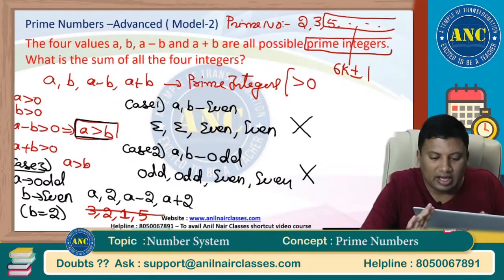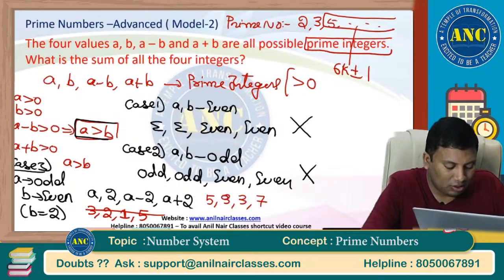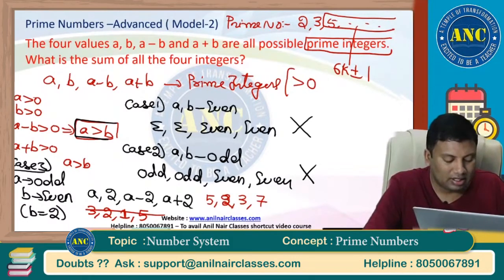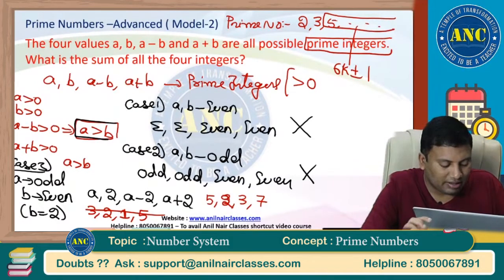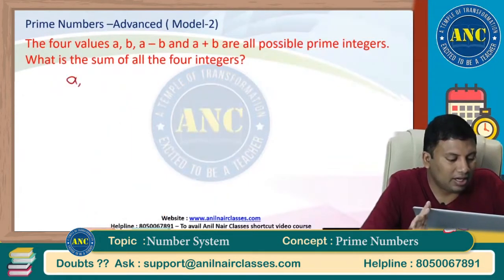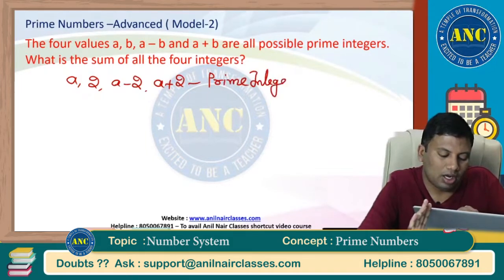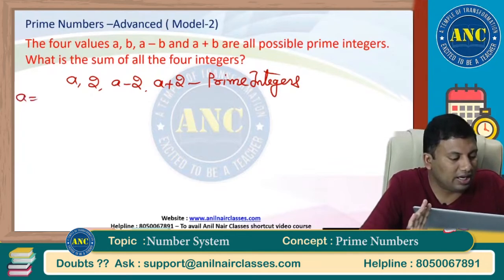Next is any prime number greater than 3, of the form 6k plus or minus 1. Let me take 5. 5, 2, 5 minus 2 is 3, 5 plus 2 is 7. So 5, 2, 3, 7. One quadruple we got. Suppose you take 5, which is of the form 6 into 1 minus 1. Let me write down here: A, 2, A minus 2 and A plus 2. All are prime integers. So we took A equal to 3.